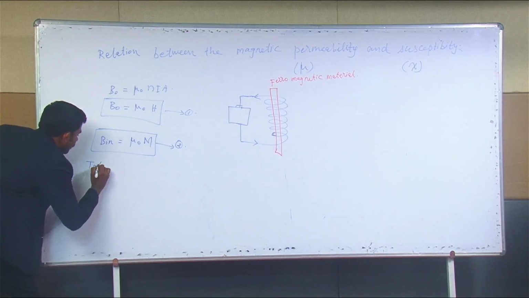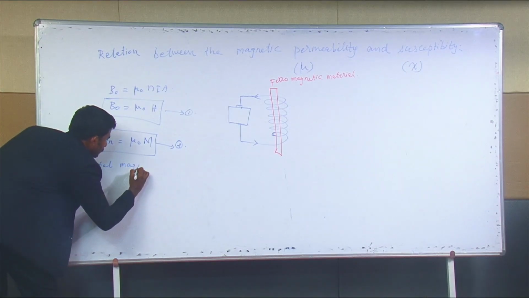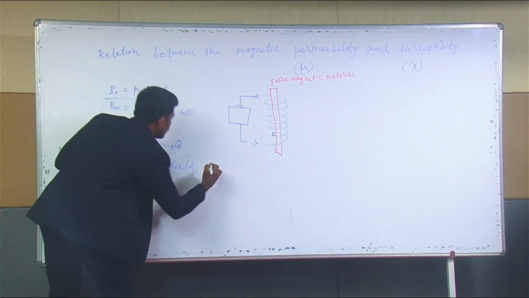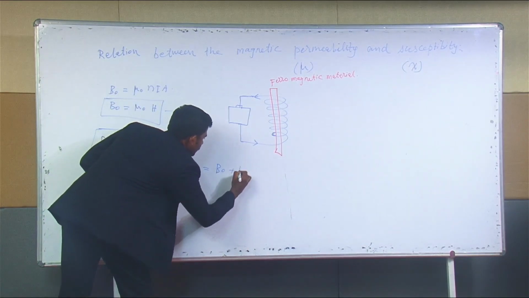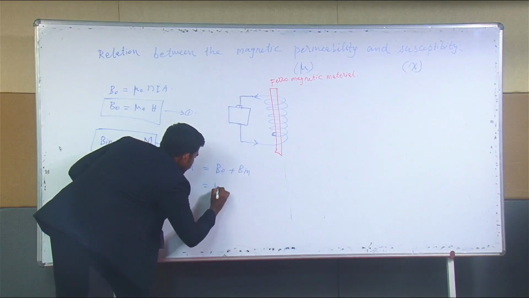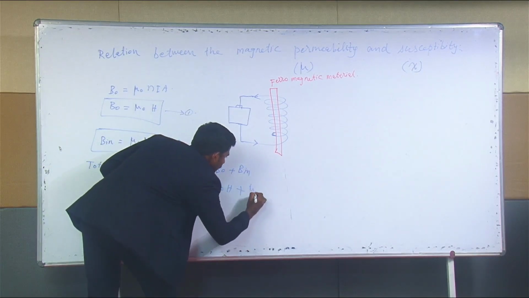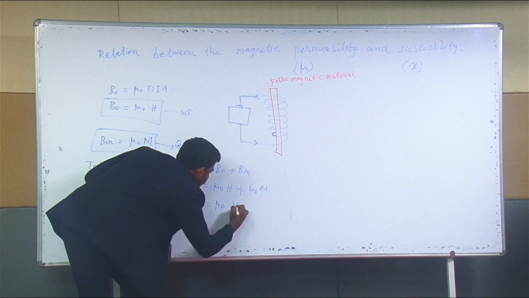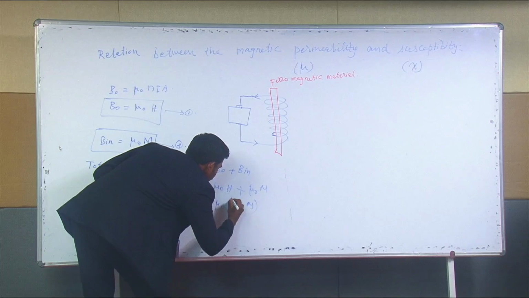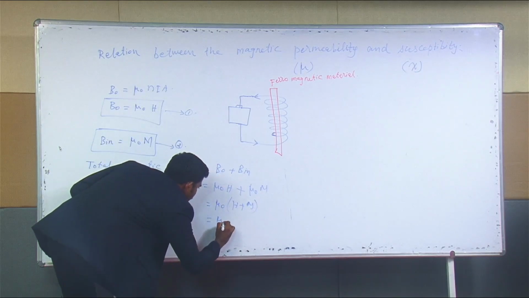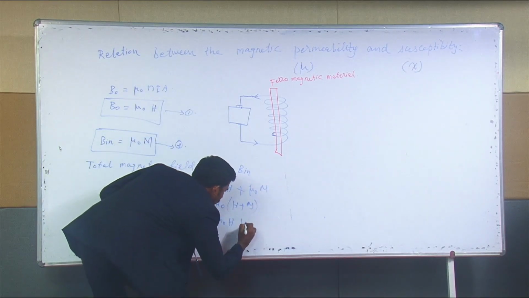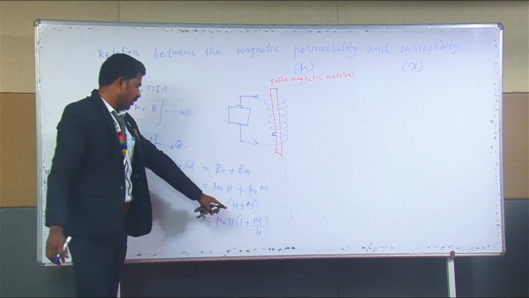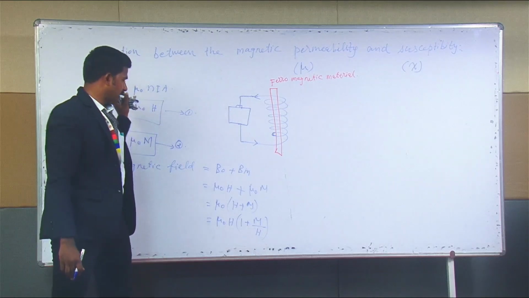The total magnetic field is equal to outside plus inside, which is mu 0 H plus mu 0 M. If you take the common factor out, mu 0 times H plus M, or in other words, taking mu 0 H out, 1 plus M over H. We know that M over H is the susceptibility.